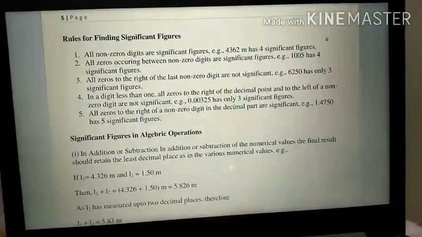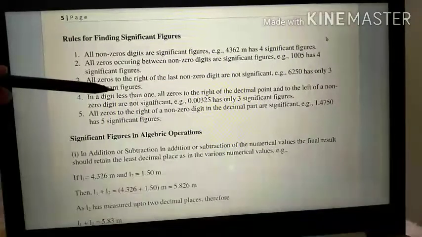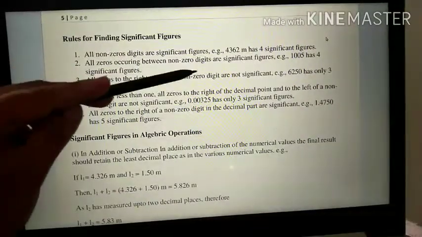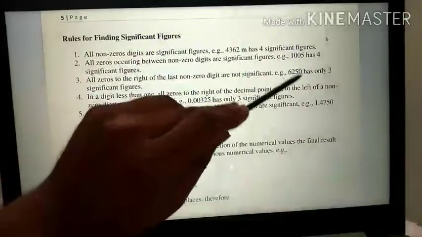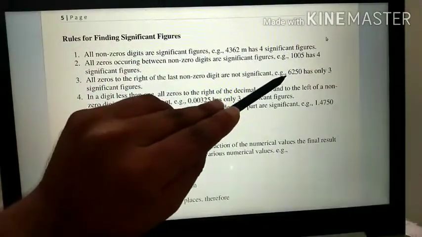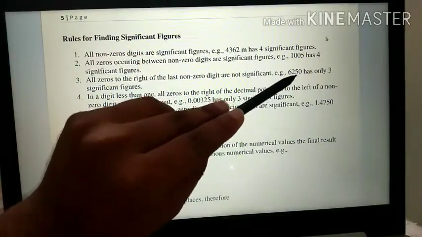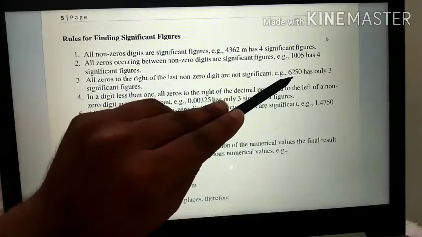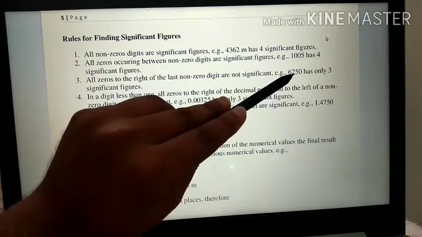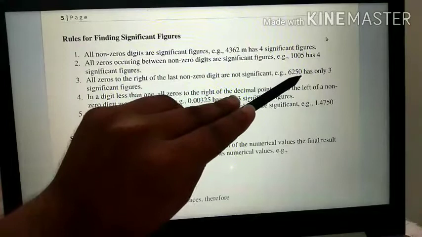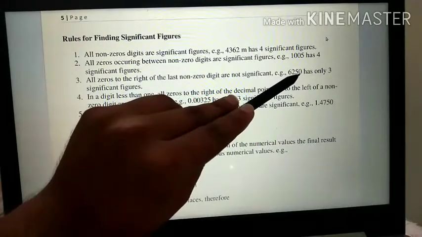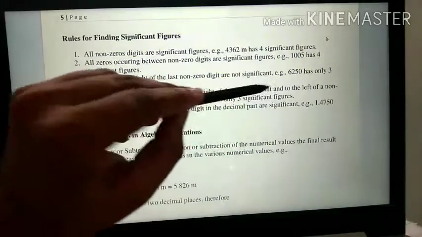Okay, then the third thing is that all zeros to the right of the last non-zero digit are non-significant. So in the example we have the number 6250. So it is only 3 significant figures. We don't count the last digit because it is 0, it is not non-zero, that's why.